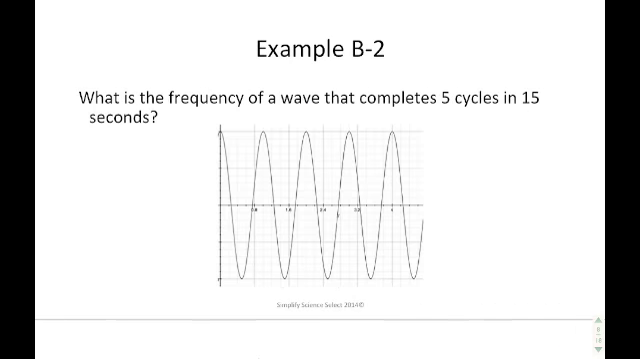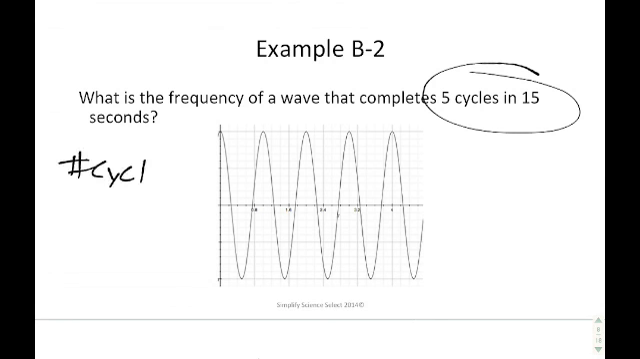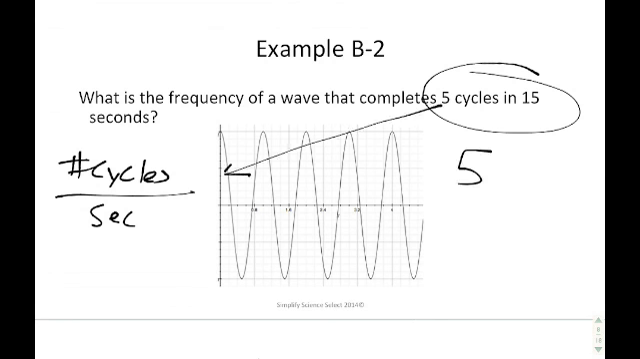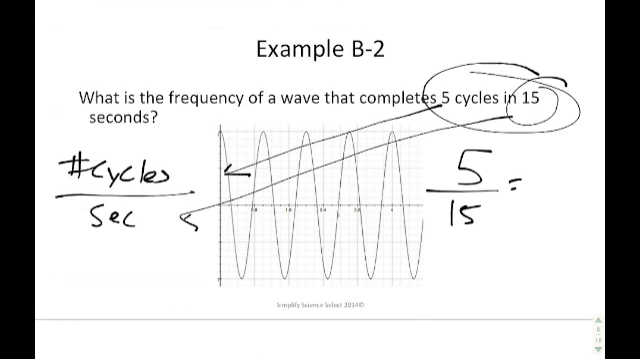The next example says, what is the frequency of a wave that completes 5 cycles in 15 seconds? So let's look at the definition of frequency. The definition of frequency is the number of cycles per second. So, in order to figure this out, I would take cycles and put it on top and say 5, and then number of seconds on the bottom, and that would be 15. So the answer would be 1/3 or 0.33 hertz.